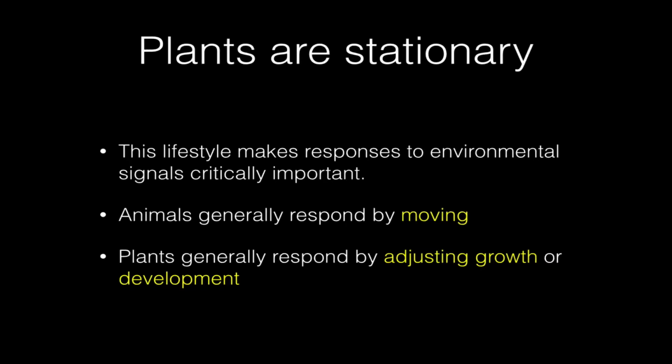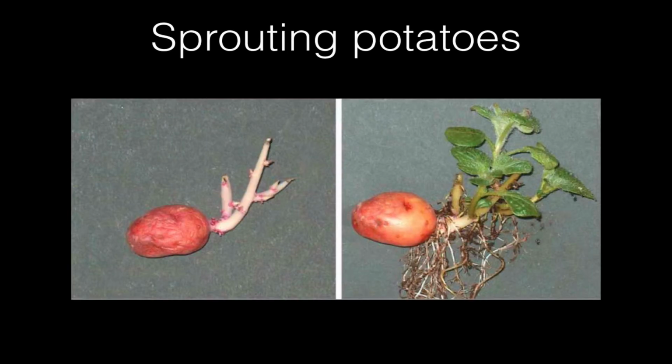Now, it's important to remember that plants are stationary organisms. Their lifestyle is non-moving, so they're stuck where they grow, and because of this, their responses to environmental signals are critically important. If you remember, animals generally respond to signals by moving, and they can get out of the way of danger, so to speak. But plants don't have this option. Plants generally are going to respond by adjusting how they grow or how they develop. So it's a basic biological difference in response.